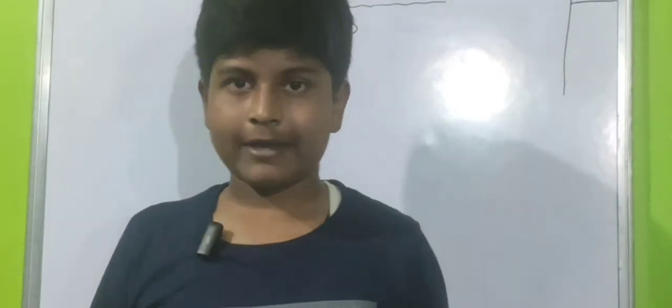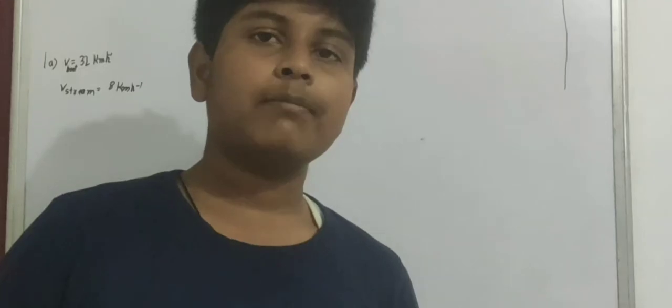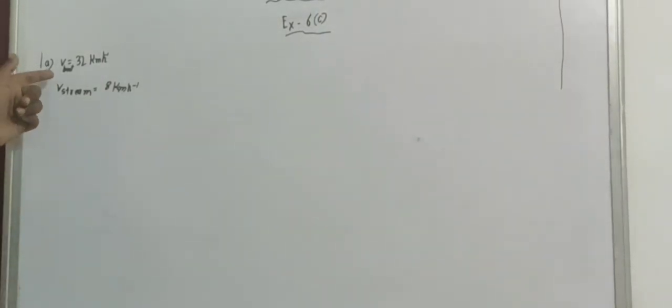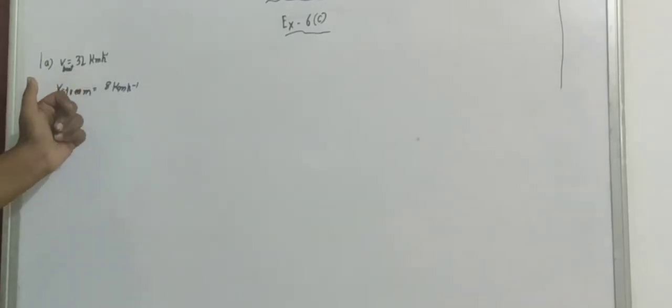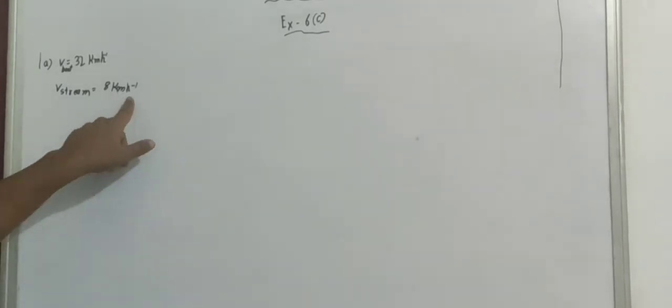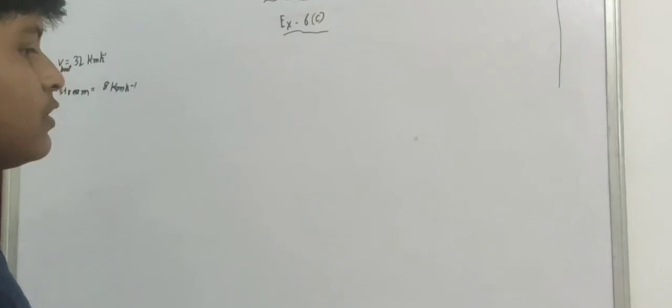We will solve problems based on speed, distance and time. Exercise 6C. But before solving this, you must solve examples 8 and 9 and then come to this exercise. So now we are given two speeds. Speed or velocity of boat is 32 km per hour and speed of stream, meaning the river or flowing water, is 8 km per hour. What's the speed of boat upstream? Means against the flow of river.